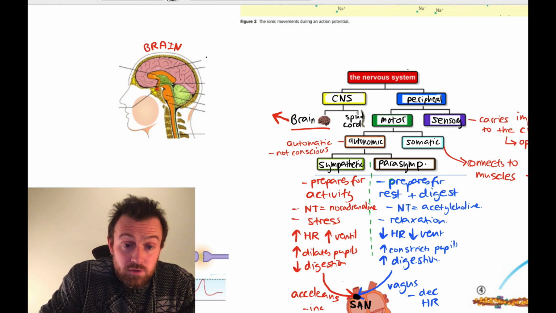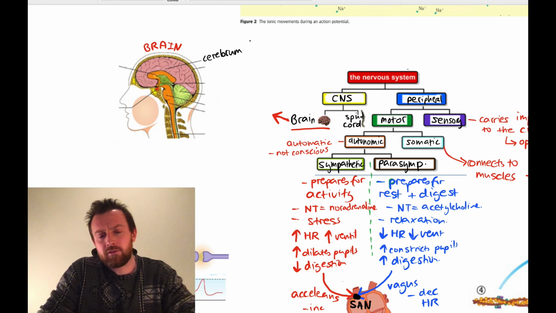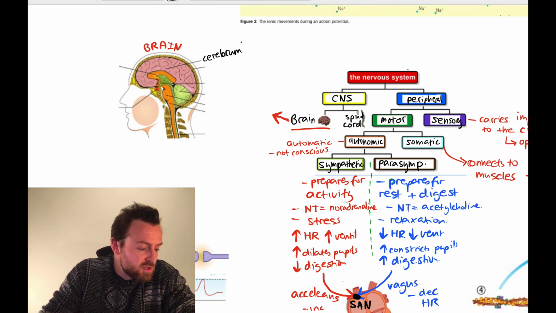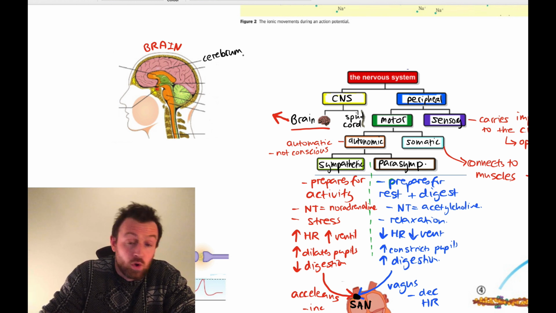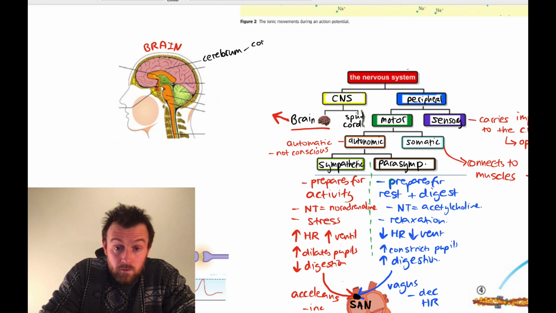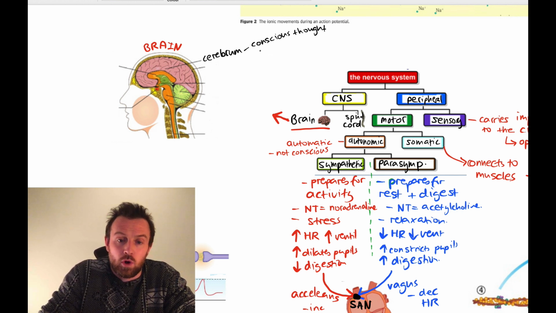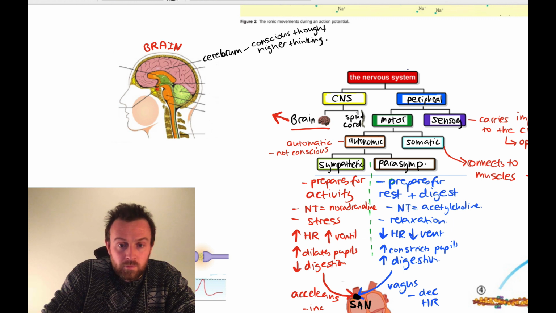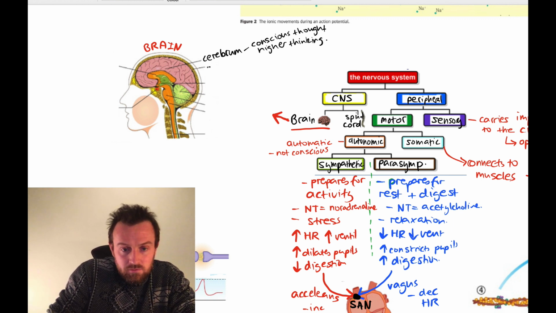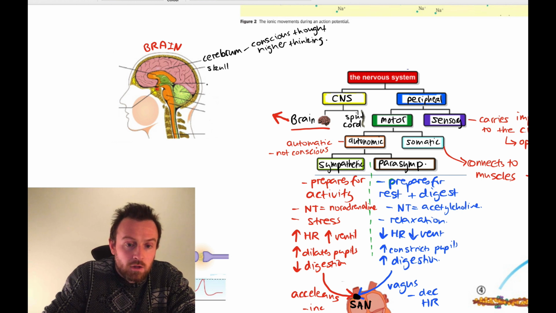All right, so let's start with the cerebrum. Now, the cerebrum is what you probably think of as your brain. It is the part that is responsible for conscious thought. As you're doing this mind map right now, I'm hoping that your cerebrum is pretty active and you're thinking about it deeply. Conscious thought and higher thinking. Okay, we've also got the skull here, just not really part of the brain, it's just the protective casing around the brain.